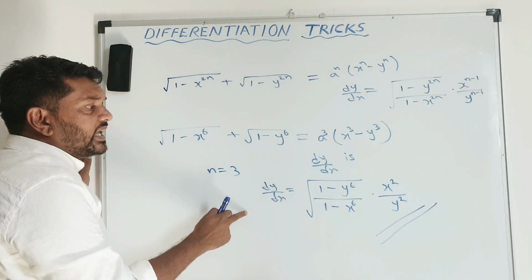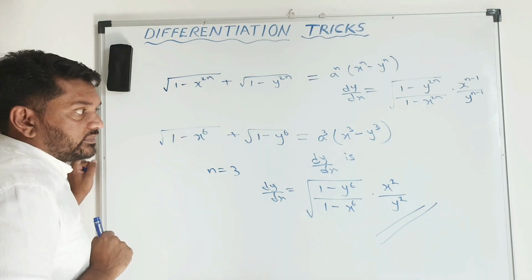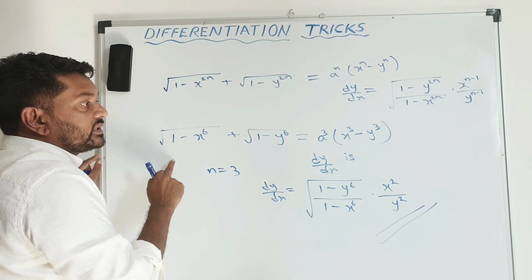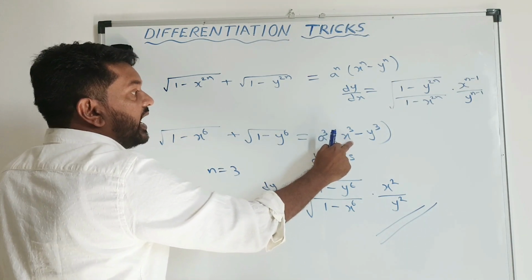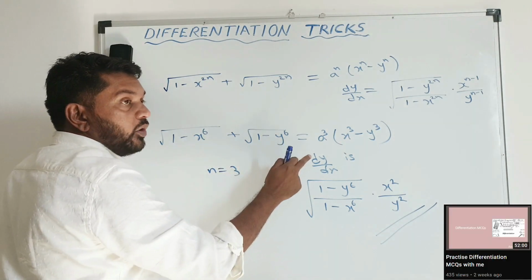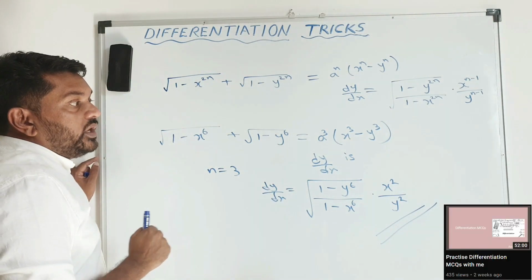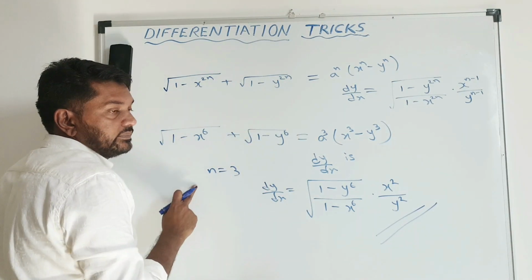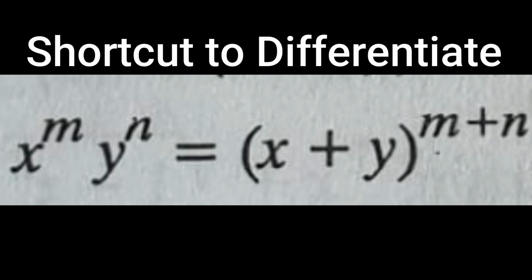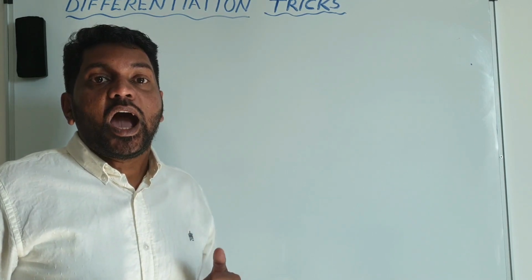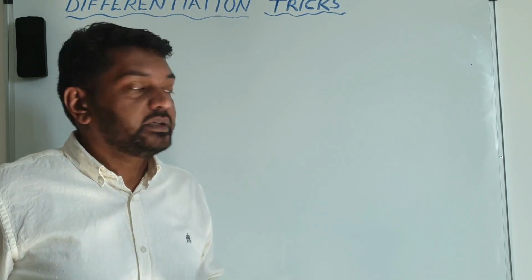See, you got the answer in 2 or 3 seconds. If you apply the conventional way of doing this, it is x cube equal to sin a and y cube equal to sin b. This process I have already explained in my another video, differentiation MCQs. You can see the link to that here. Now we will move to another question and see how easily that question can be done.